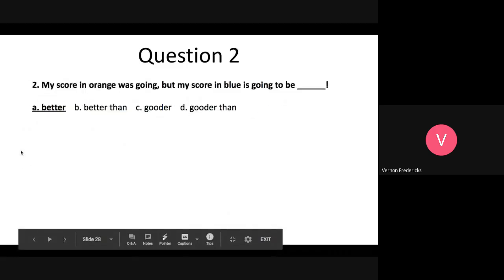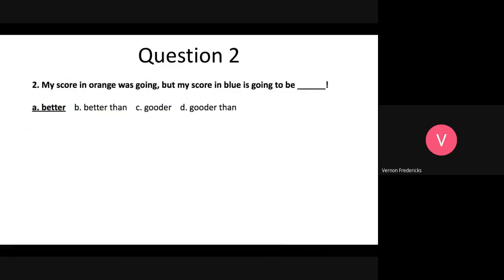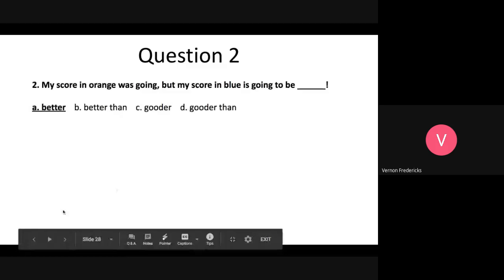Number 2, my score in orange was going, but my score in blue is going to be better. Okay, better, not better than, not gooder than. My score before, comparing to my score now, will be better. That's why we don't have to use than.